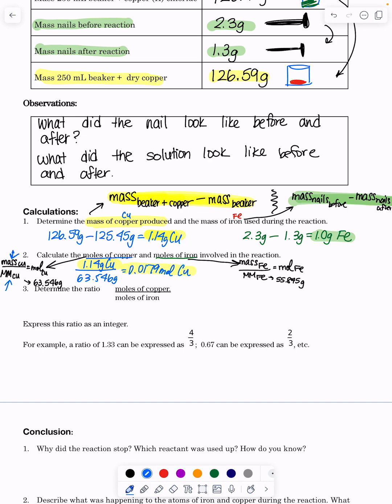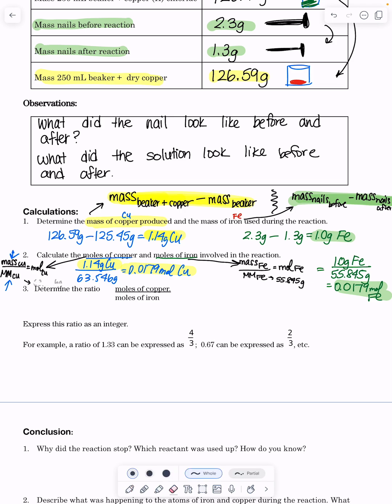I'm going to do the same thing for iron. I need the mass of iron, which I just got in the previous step, which is 1 gram of Fe. And I'm going to divide by the molar mass of iron, which if I look on the periodic table, is 55.845 grams. If I divide these two, would you look at that? It's also 0.0179 moles of Fe. Isn't that nice? Is it a coincidence? Who knows?